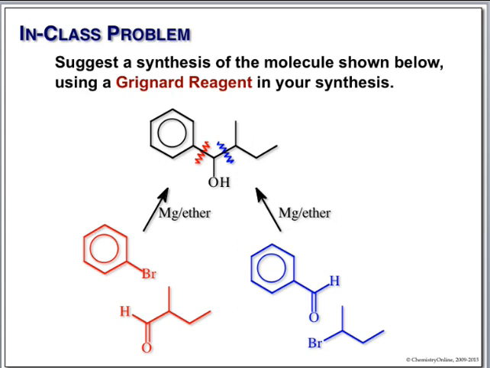On your exam, I can guarantee you that you will have a synthesis problem very much like this, where you'll be given something and asked to provide 2 pathways to make it by Grignard.